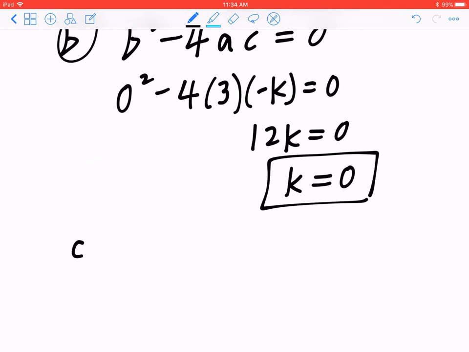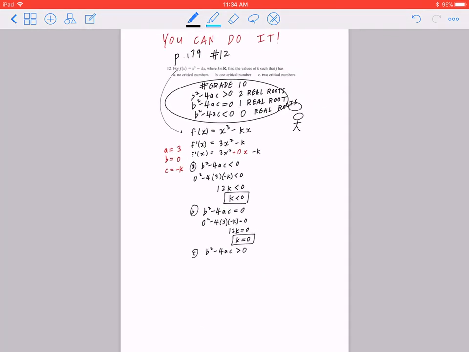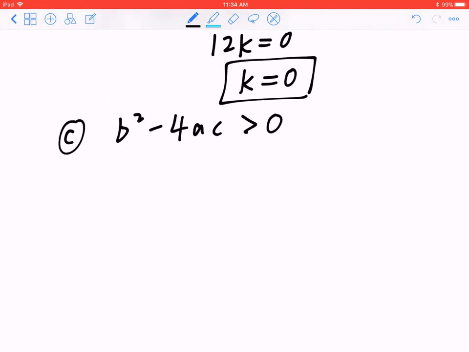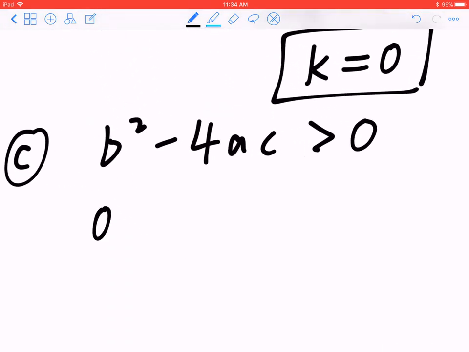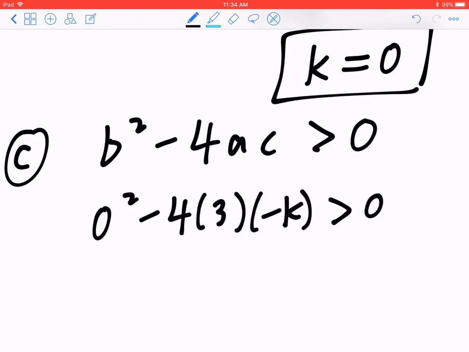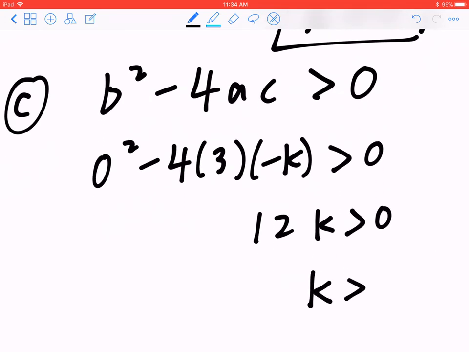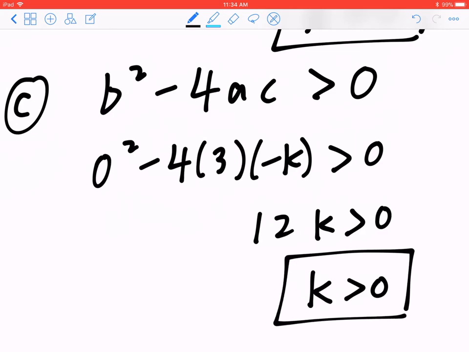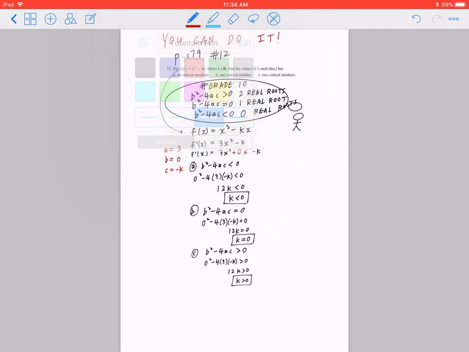In part C, once you recognize the pattern as expected, b squared minus 4ac will be positive this time because they're asking for two critical numbers. And again, in this case, this is going to be 0 squared minus 4 times 3 times negative k greater than 0. 12k is going to be positive, which implies k must be positive, just like that. So let's put some check marks. This is kind of who I imagine you would become on the next assessment. You can do this.